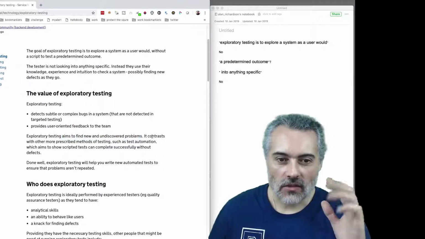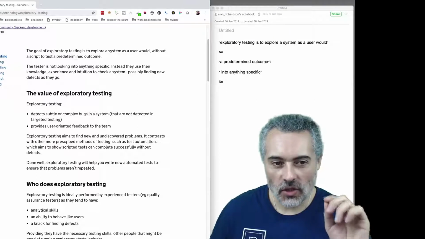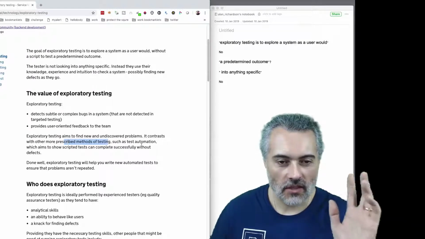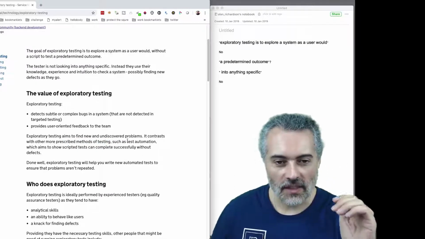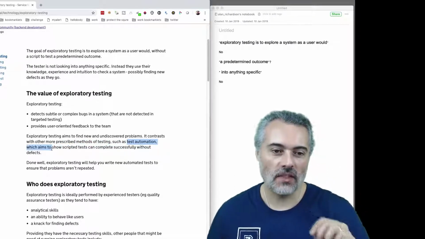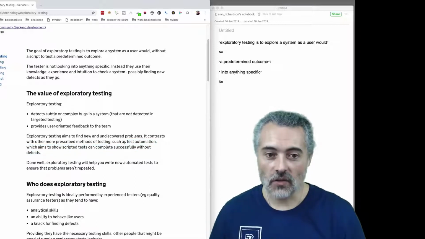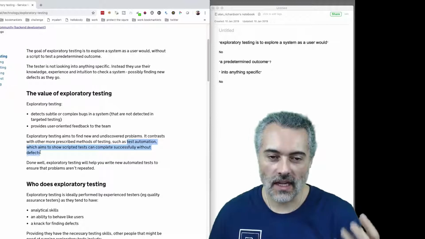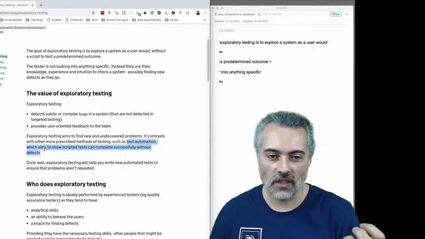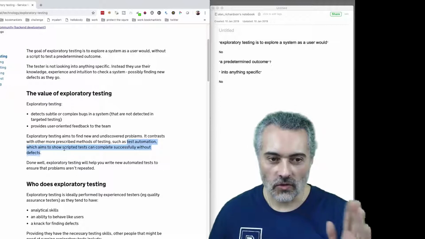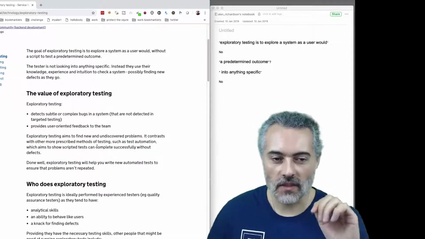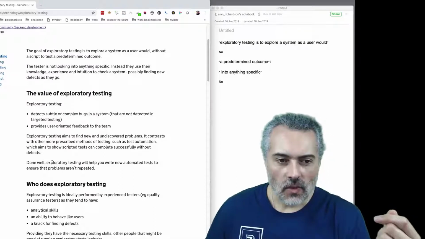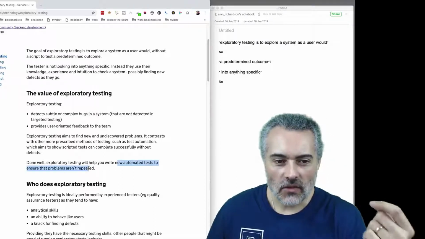Okay, contrast with other more prescribed methods of testing. Okay, does that mean scripted? Okay, such as, completely different, test automation, which aims to show scripted tests can complete successfully without defects. So I agree that that is a relatively good view of test automation as used for the purposes of continuous integration to show that scripted tests can be complete without defects. So I'm not sure about the exploratory testing, but the test automation part seems fine. Done well, exploratory testing will help you write new automated tests to ensure problems aren't repeated.